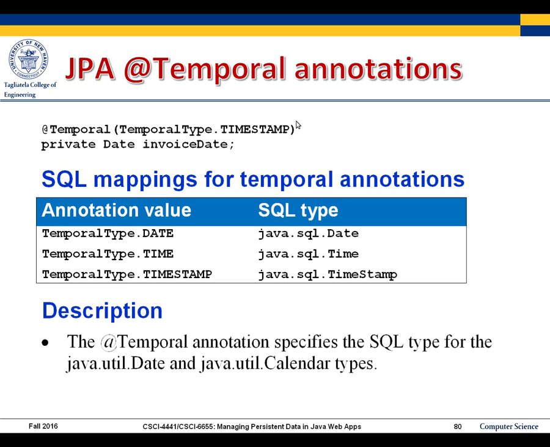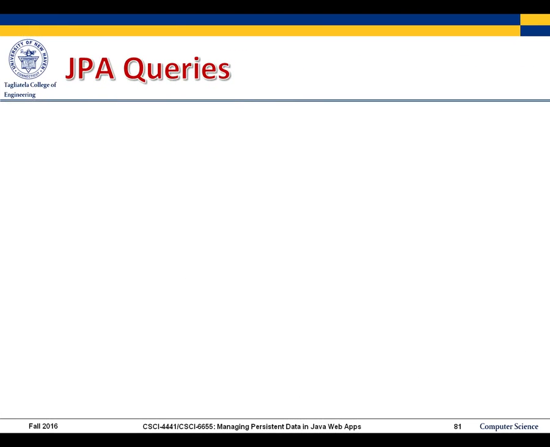Okay, so a couple more JPA annotations. Here is the temporal annotation that allows you to map to the SQL data types fairly easily. That can be a little sticky in terms of the different date types from Java to SQL, so that can come in handy.